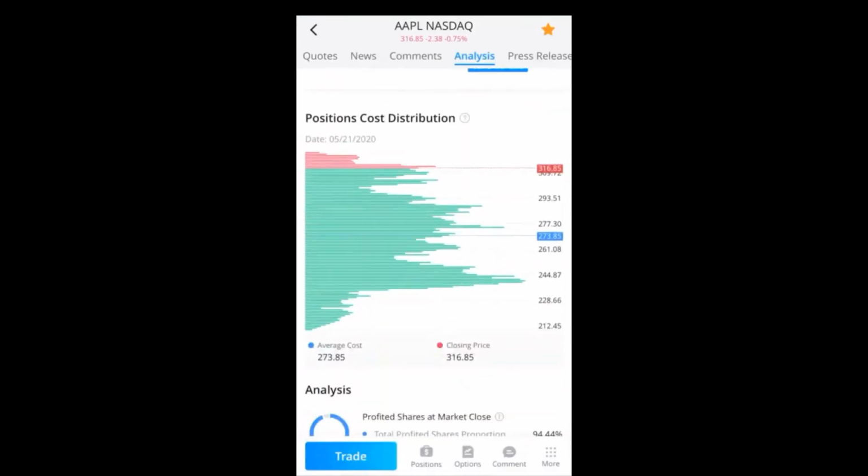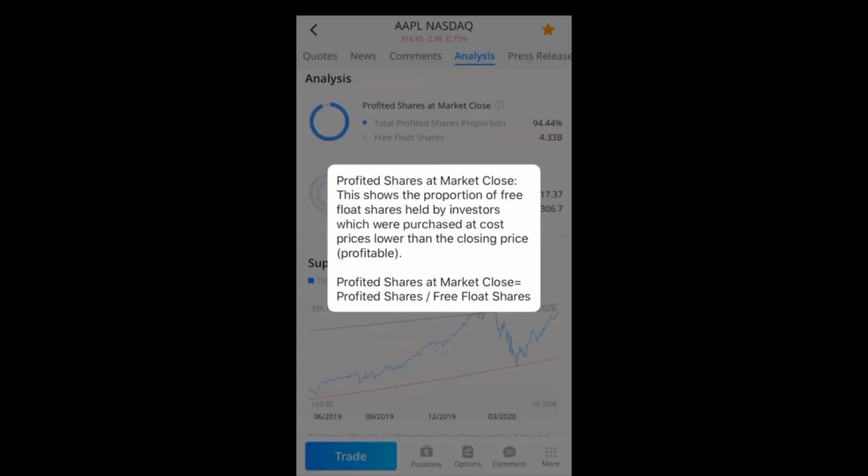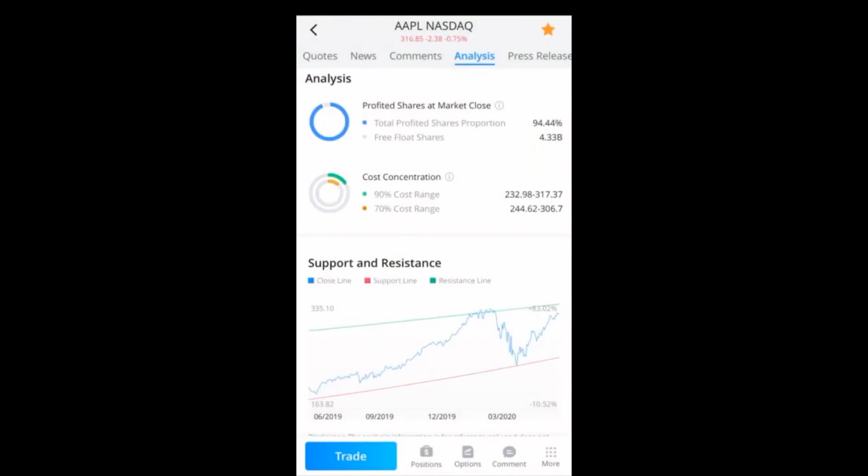Now we'll go back and scroll down to the profited share section. It also gives an explanation, but it's basically how many shares are owned where people have actually already profited. So 94% of shares that were bought are in the green, meaning they are making money, while the other 6% are actually losing money. That means they bought above the current price that Apple stock is being traded at. And this is the explanation here. And the same thing with cost concentration. You can click on the I symbol to learn more details about what that really means.